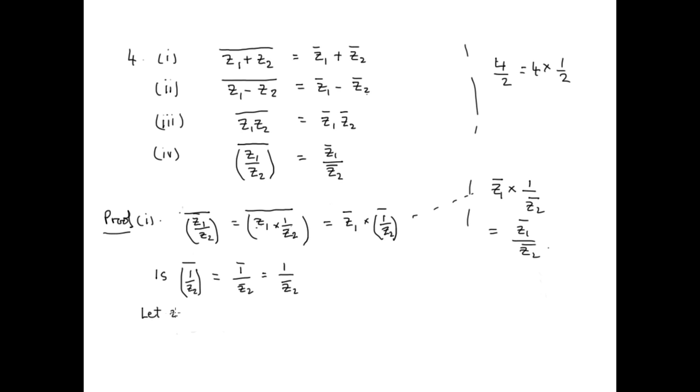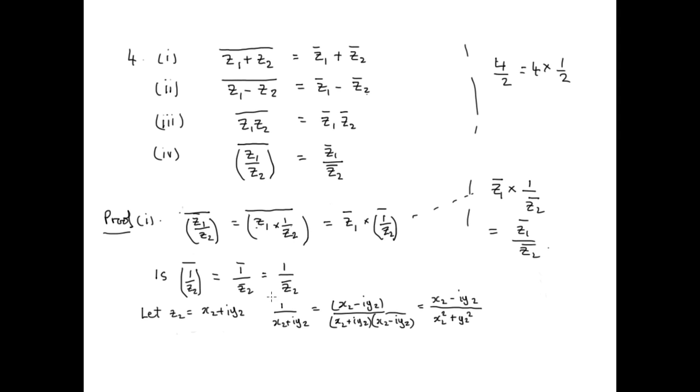We'll let z2 be the usual, x2 plus i y2. We know that 1 over x2 plus i y2 can be sorted by multiplying top and bottom by x2 minus iy2, that's the conjugate of x2 plus iy2. So we end up with x2 minus iy2 over, the real part of this is x2 squared, minus i squared y2 squared, which is plus y2 squared, and the outsides and insides cancel, the imaginary part disappears, so that's a real number.